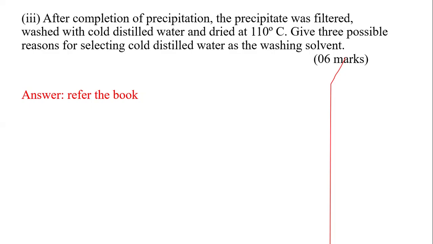To remove impurities on the surface of precipitation. Very good. Don't write just to remove impurities. You have to write to remove impurities on the surface. Okay? By washing, only those will go out, will be removed. Okay. One answer is correct. Another one? Another answer?